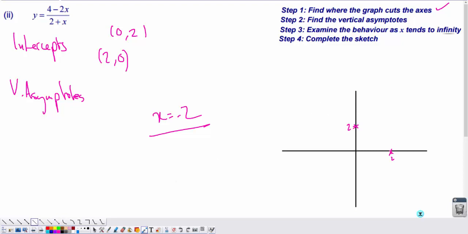So let's do this one in blue, let's say. And that's over right here. So it should be roughly symmetrical to the other one. All right, so that's x equals minus 2.